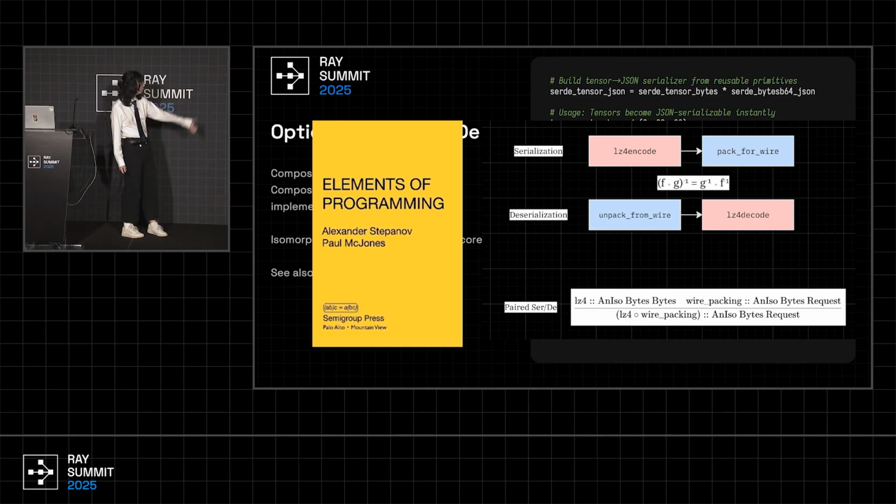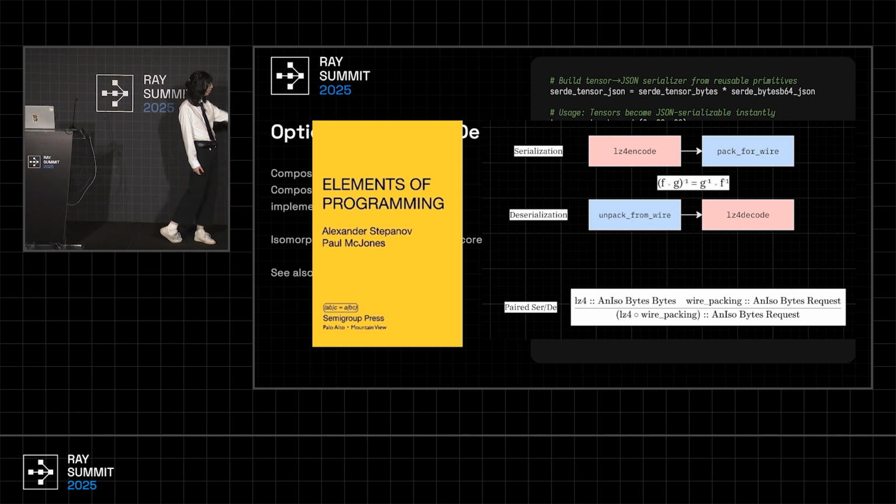So, inspired by optics and category theory isomorphisms, what we did was directly pair the functions together, so that in our code base, LZ4 is an isomorphism between bytes. The packing of the request is also an isomorphism between an arbitrary byte payload and our request format. And you just directly compose them and you get a bidirectional function directly back, without all the manual compositions.